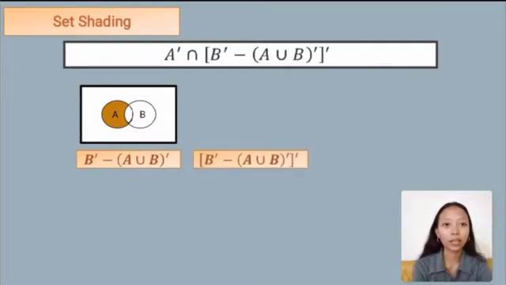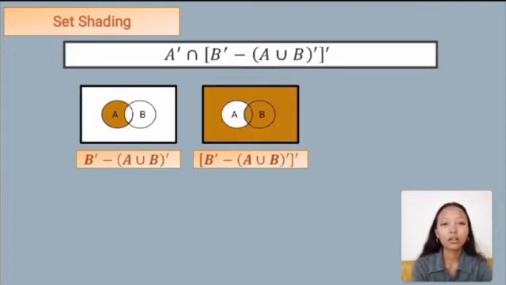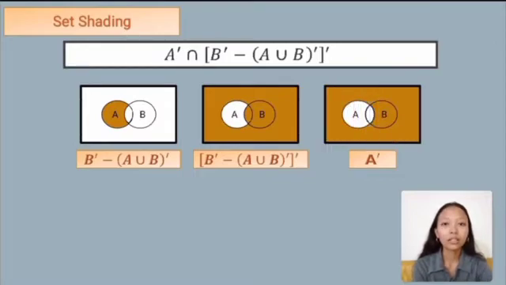Next is the open bracket B prime minus open parenthesis A union B close parenthesis prime and close bracket prime. For this, we're gonna shade everything else outside the two circles, including the circle B or the set B. Next is the A prime, which means we're gonna shade everything else outside the circle A, which would look like this. And again, we will not include the middle part of the two circles because it is also a part of circle A or set A.